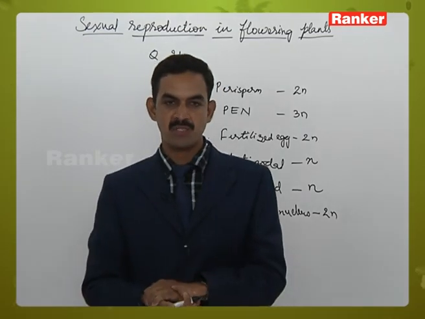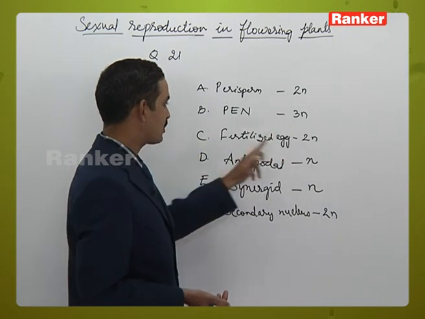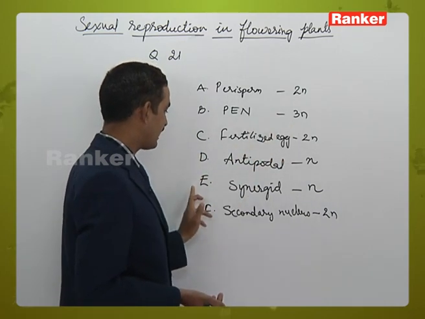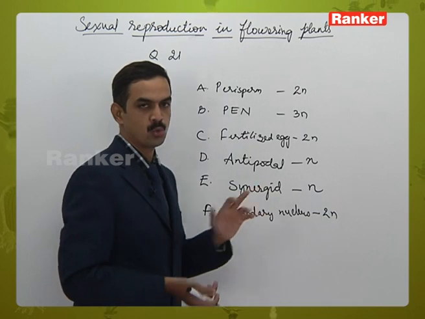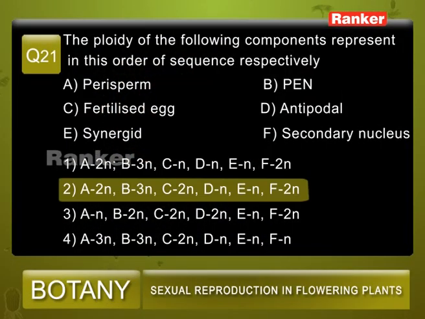So from the given options, A is 2n, B is 3n, C is 2n, D is n, E is n, and F is 2n. So in the given options, question number 21, the correct answer is 2.